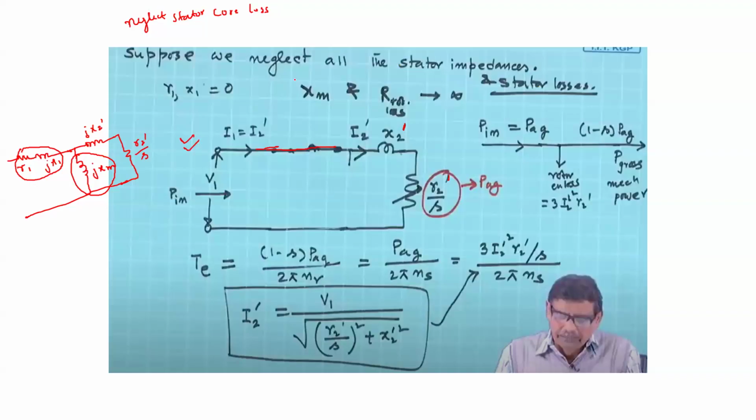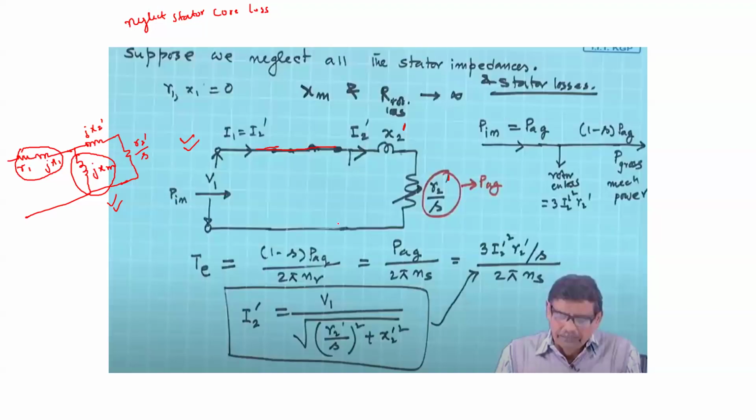So if in the question it is mentioned that you have to neglect the stator impedances and stator losses, then you have to go for this simplified equivalent circuit diagram. If it is not mentioned, and you cannot neglect the stator impedances and stator losses, then you have to go to the full circuit diagram, which is this. In these questions, it is asked that we have to neglect the stator impedances and stator losses. So we will see the simplified equations.